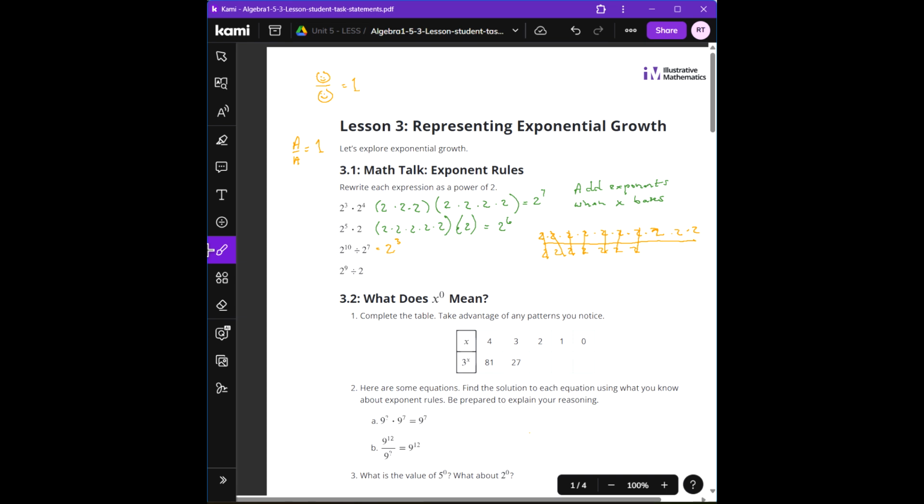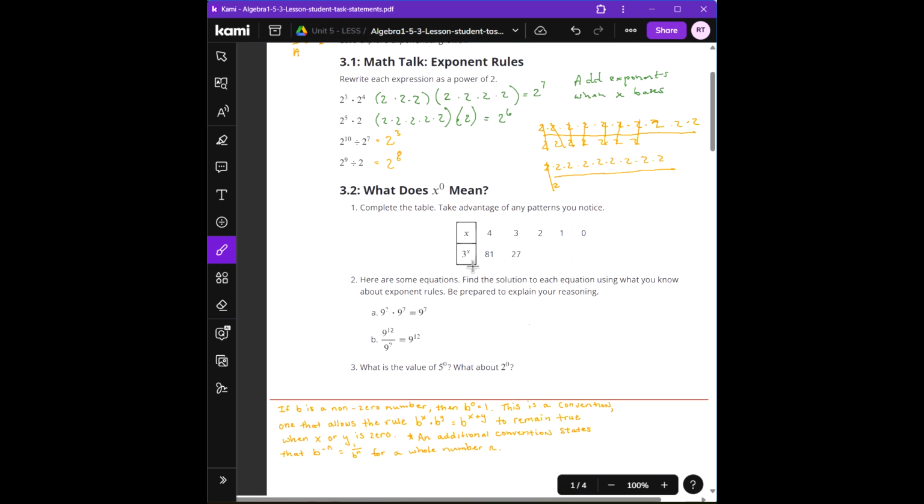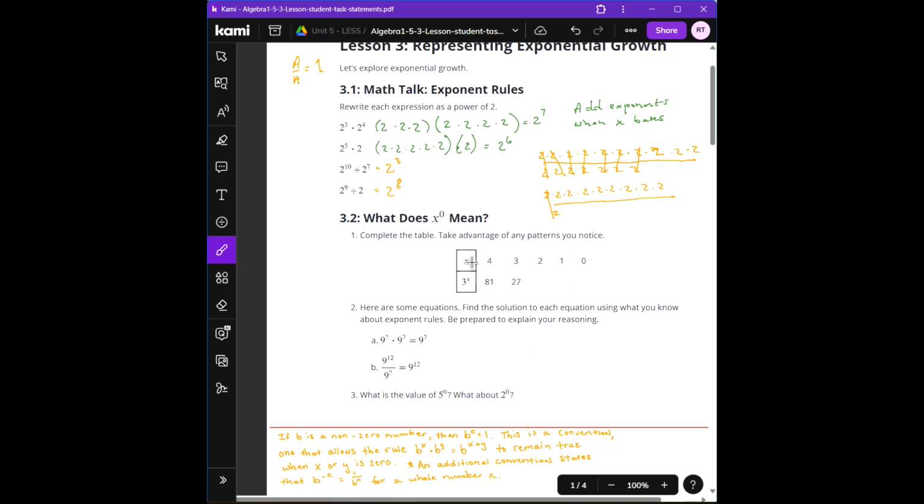All right, and so when we're dividing exponents with the same base, we're going to subtract. So this one, let's do it again over here real quick. Then we're going to divide all that by 2. I'm going to cross that off, and now we are left with 2 to the 8th. All right, so that is how you're going to do that.